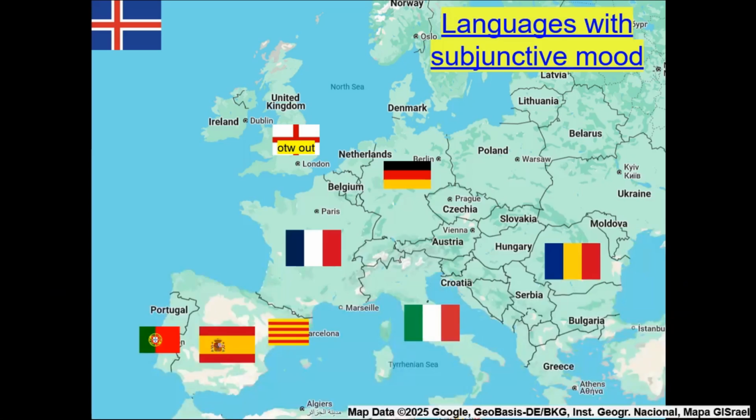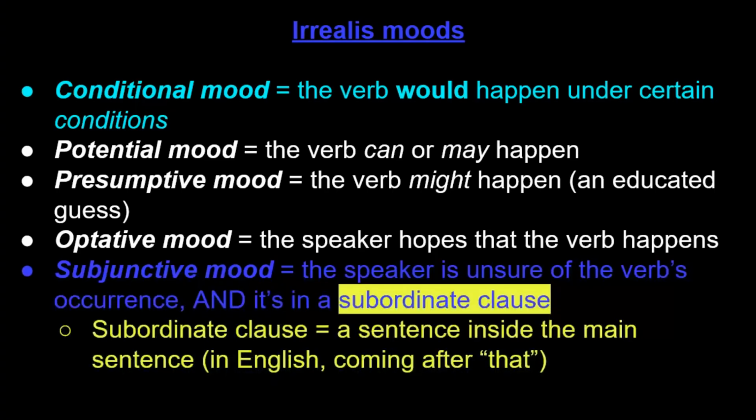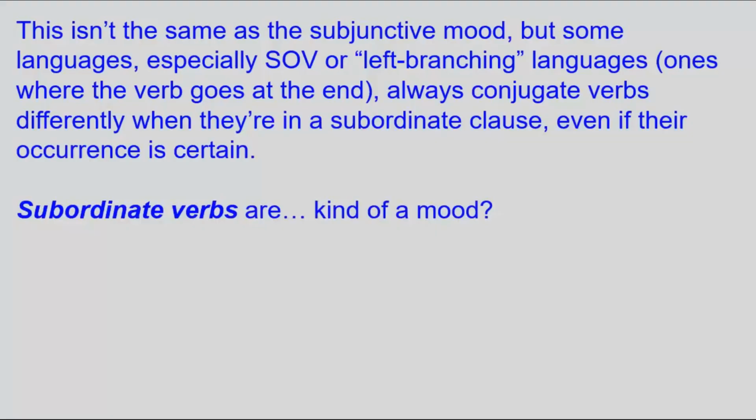It's one of the most famous moods since it exists in all Romance languages and a few more conservative Germanic languages, among others. Now, the reason I made the subjunctive the last irrealis mood I explained is to introduce the next category of moods. Some languages, especially SOV languages from my experience, always conjugate the verb differently if it's in a subordinate clause regardless of the certainty of that verb. This isn't even technically a mood, but it sort of fits the vibe, so I'll include the subordinate verbs here.